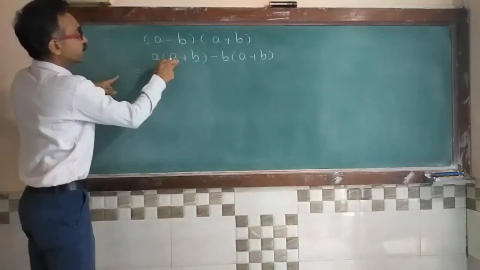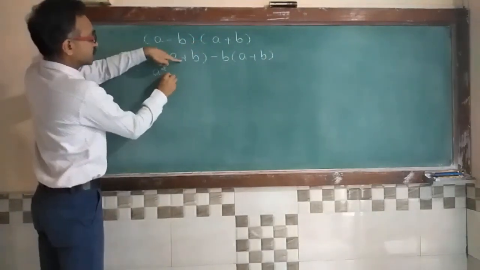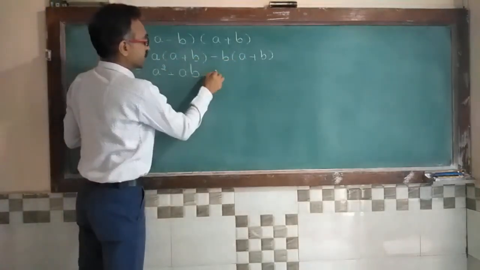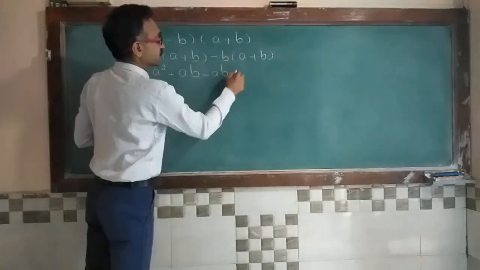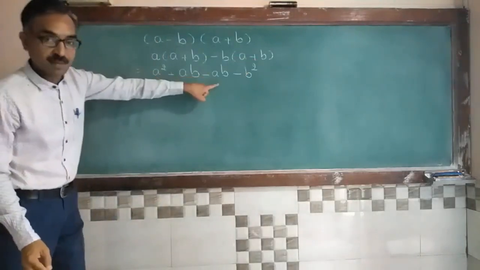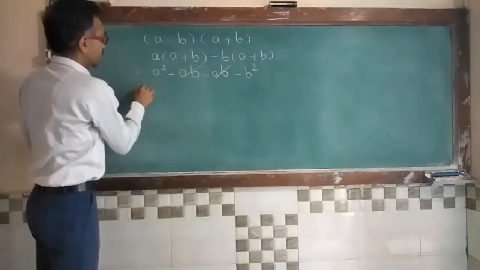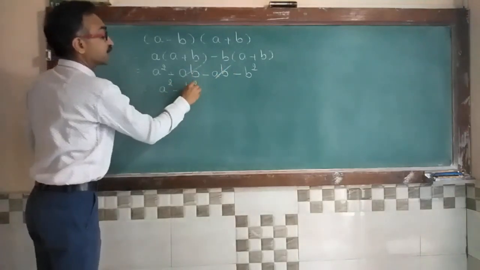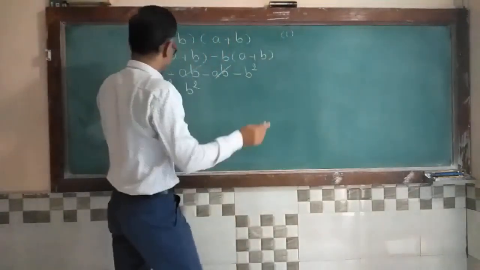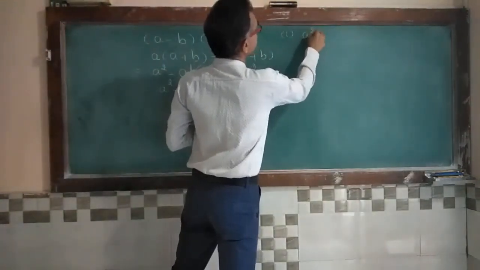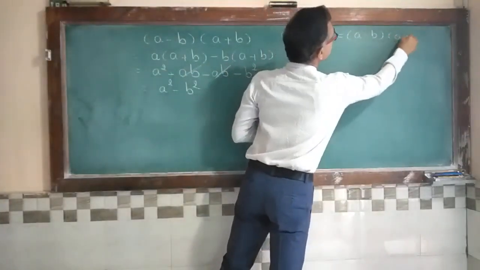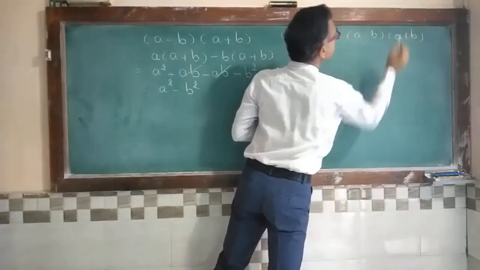That means a into a, a square, plus a into b, that is ab, minus a into b, that is ab, plus minus minus b into b, that is b square. Now plus ab and minus ab cancel out. That means the answer is a square minus b square. So the first factor is, if you are given a square minus b square, then the answer is a minus b, a plus b.